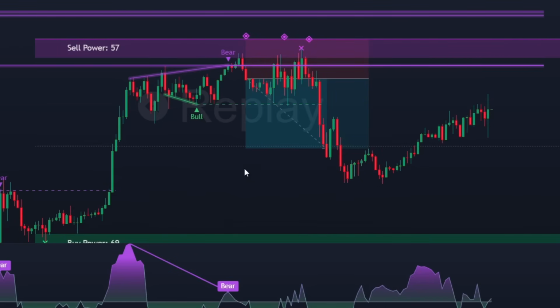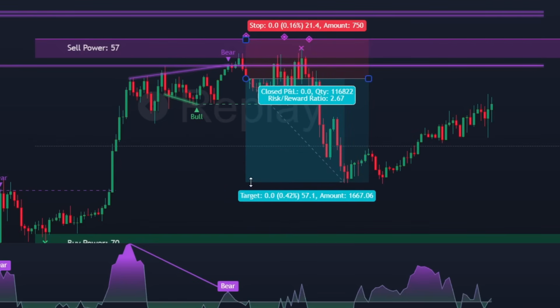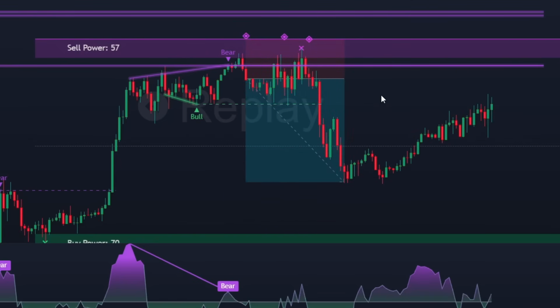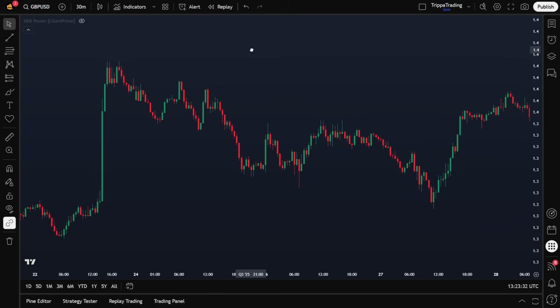Bullish at the bottom, bearish at the top. And the best part is you don't need to draw anything yourself. It's all marked automatically. Now for the final piece, this is where it all comes together.